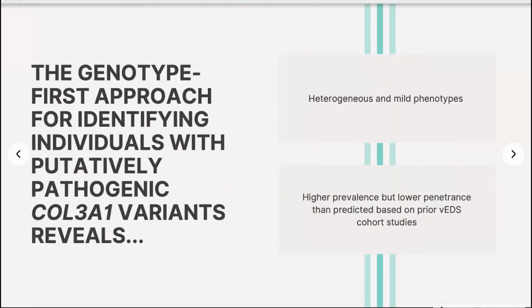Overall, our study showed that using a genotype-first approach to identifying individuals with putatively pathogenic COL3A1 variants reveals heterogeneous and milder phenotypes, and higher prevalence and lower penetrance than predicted based on prior VEDS cohort studies. Previously, Dr. Byers' group estimated that VEDS has a 1 in 50,000 to 1 in 200,000 point prevalence. Our observed approximately 1 in 1,800 prevalence is far higher than previously understood. Of note, the 1 patient consistent with a VEDS diagnosis would give a point prevalence of 1 in 32,344, which would be similar to Dr. Byers' group's estimation.